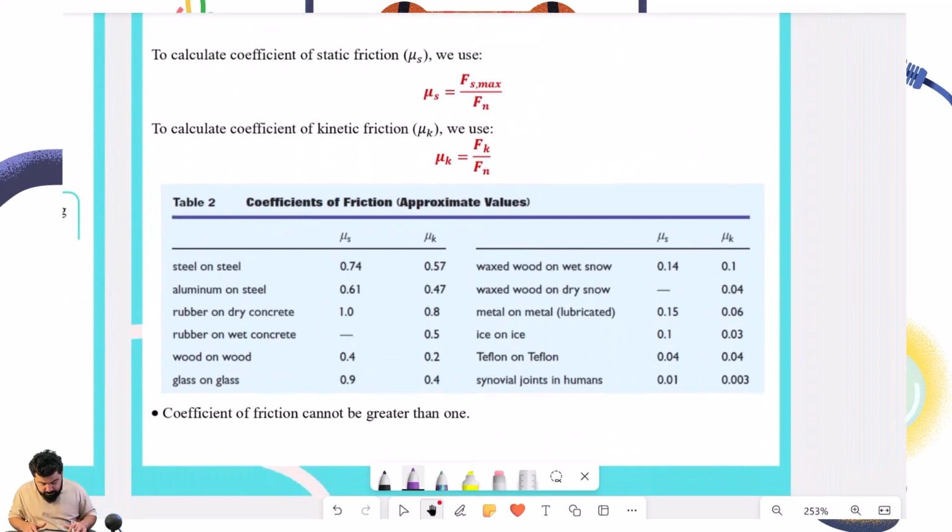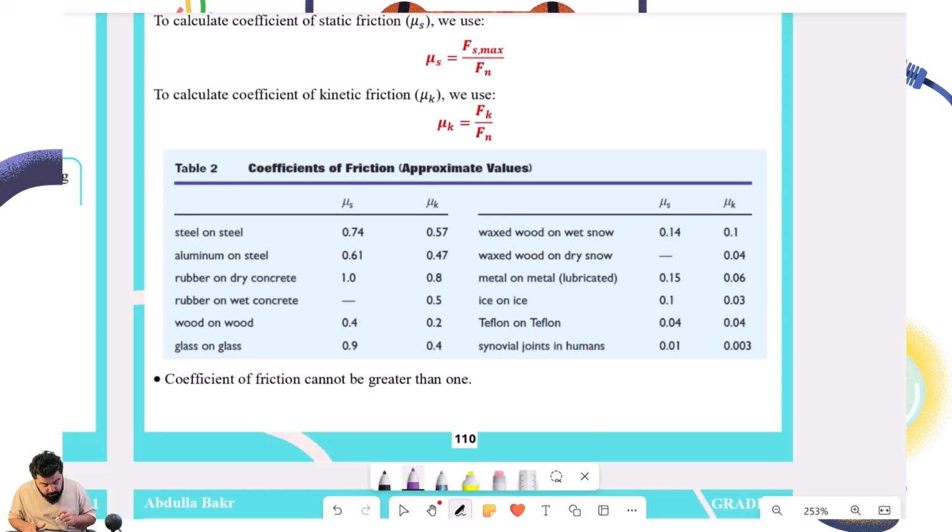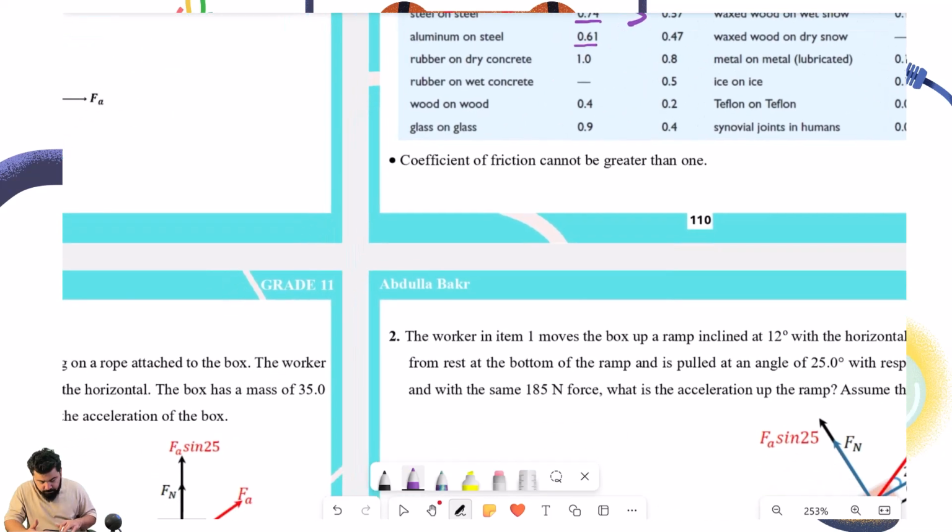This table is basically the coefficient of friction. So we call these mu, we call it coefficient of friction. This is the coefficient of friction for static friction, and this is the coefficient of friction for kinetic friction. Now, if you notice, mu s, the coefficient of static friction, is always greater than the coefficient of kinetic friction. It's always more difficult to start moving an object than to keep an object moving.